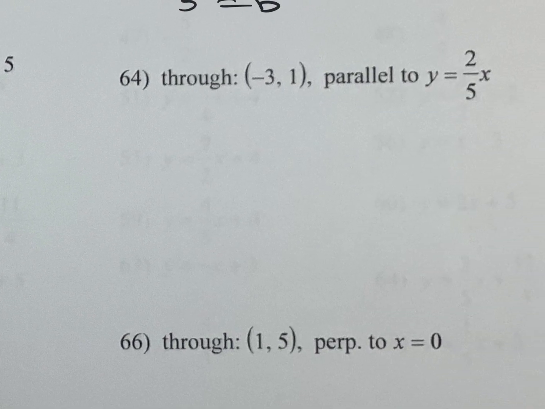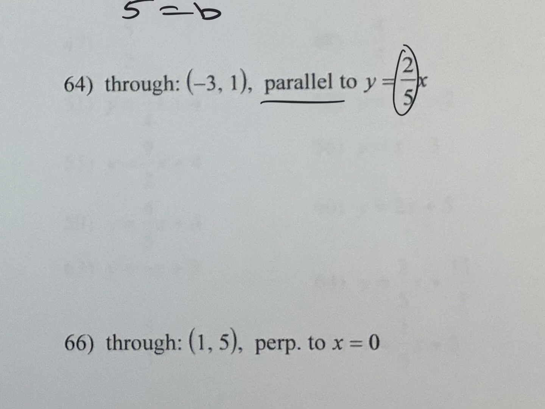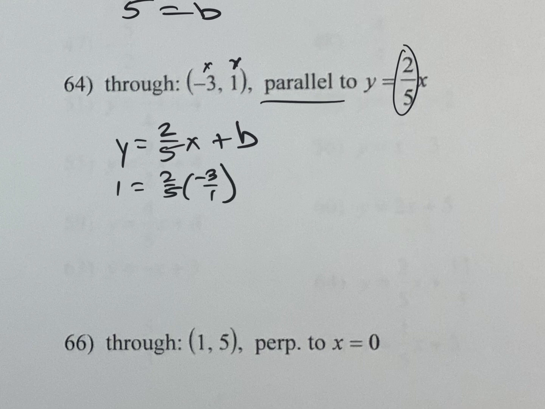64. Same thing. Our slope is 2/5. So we want a parallel equation. So you use the same slope, 2/5 x. How do we find the intercept? By substituting x and y. So y is 1. X is negative 3. So do the calculation and finish it.